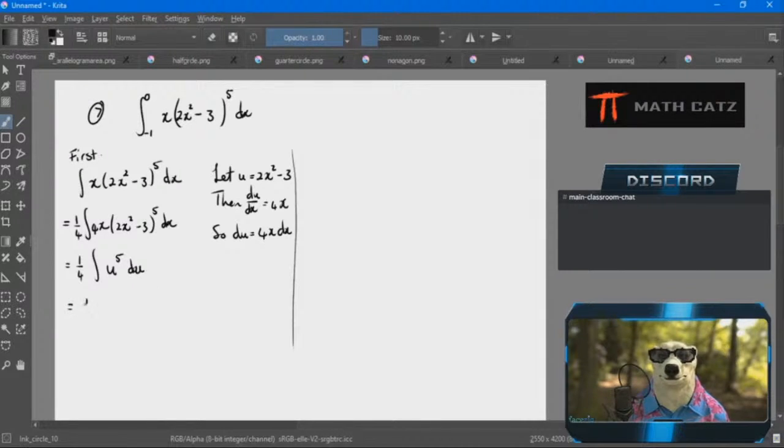I can then easily find an antiderivative as u to the 6, 1 over 6. Now I don't care about the constant because I am coming back. You're welcome to write a constant here, but I am coming back to my definite integral issue, which doesn't care about a constant because I just need an antiderivative. So I'm going to take the simplest one. So I'm going to simplify this now as 1 over 24 because I have a further step that will follow this one. Go back to x's. U is 2x squared minus 3, and now to the power of 6.